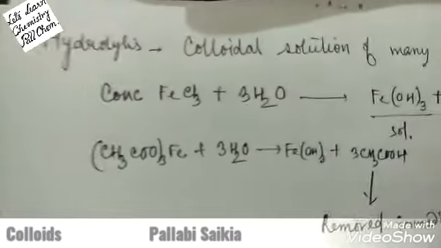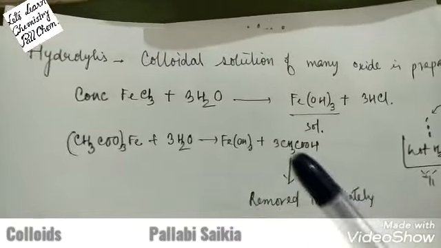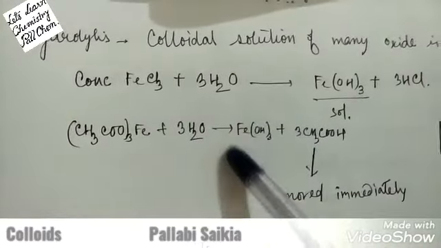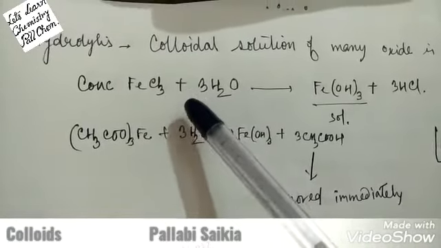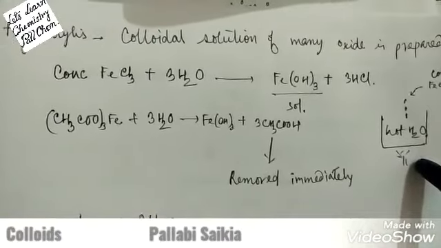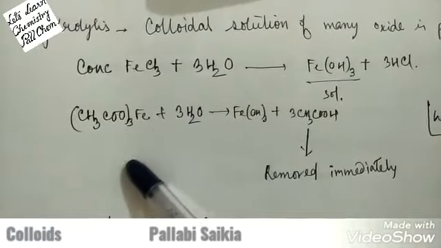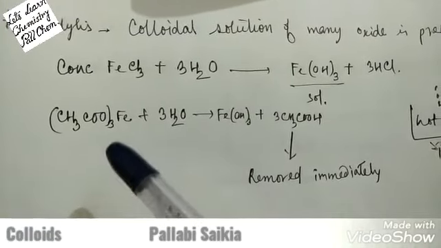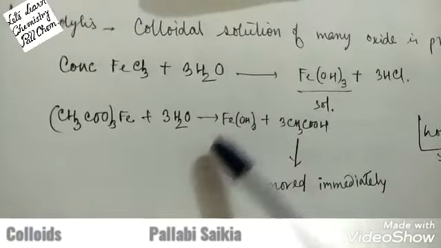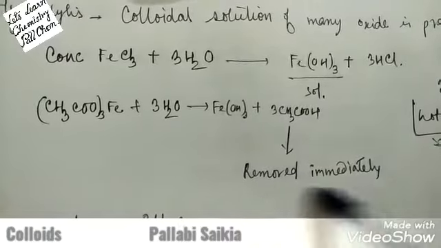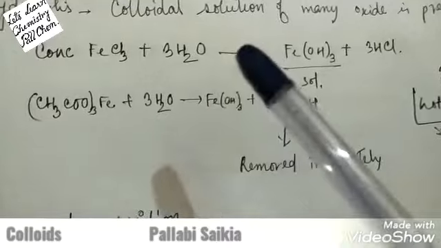Next is hydrolysis method. So colloidal solution of many oxides can be prepared by this method. When concentrated solution of FeCl3 is poured drop by drop in hot water, then we will get ferric hydroxide sol. Similarly, when ferric acetate is treated with hot water, then ferric hydroxide sol is obtained. In this process, acetic acid is removed immediately so that we can get the Fe(OH)3 sol effectively.